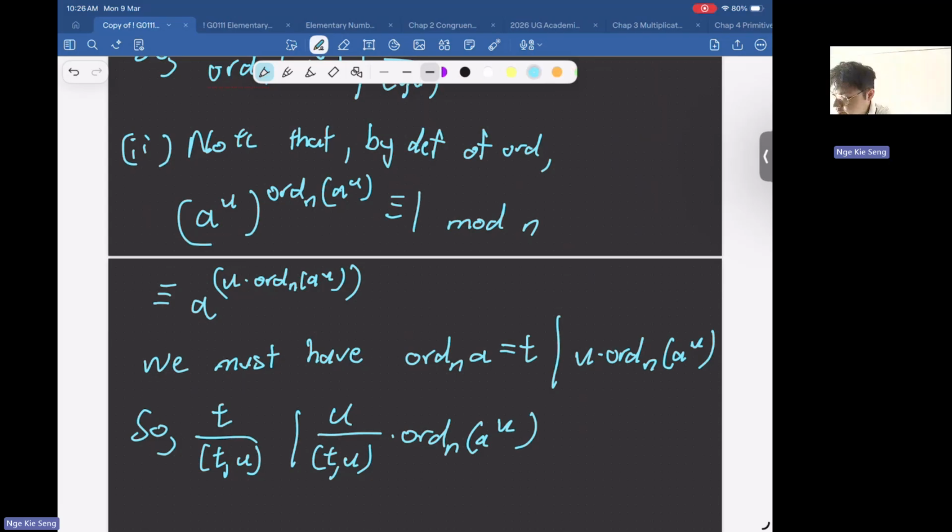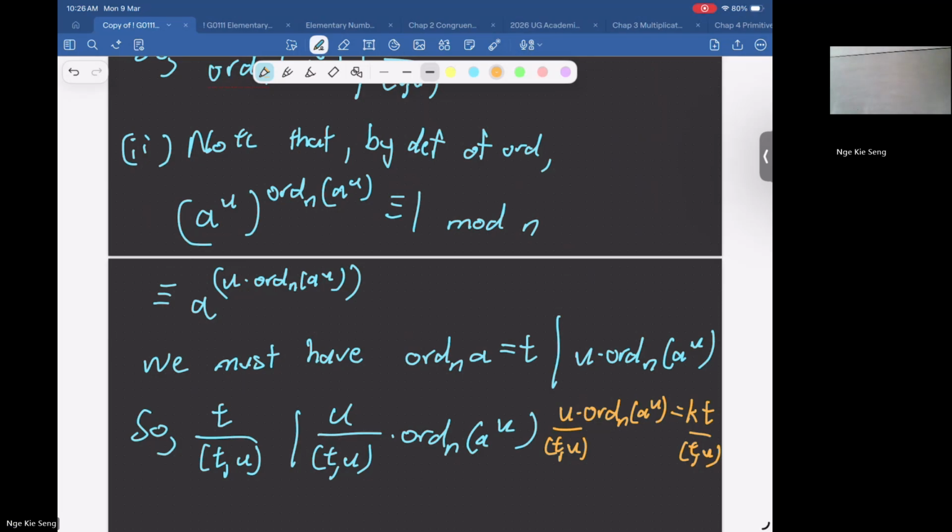If you don't like it, maybe I can write it like this. So U times the order of A equals a multiple of T, right? Then I just divide both sides by the GCD of T and U. Okay, because the GCD of T and U can divide T and can divide U, everything here is still an integer.